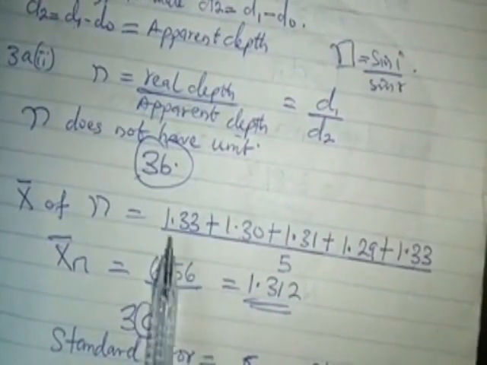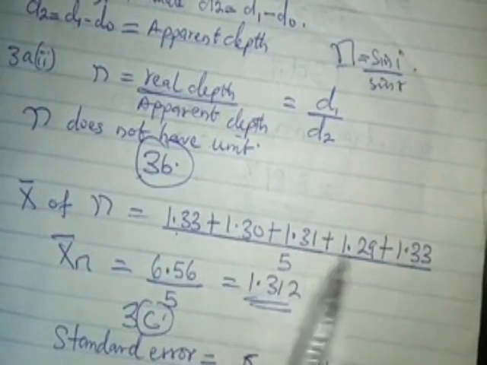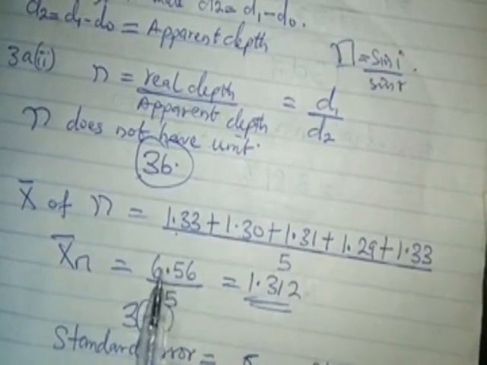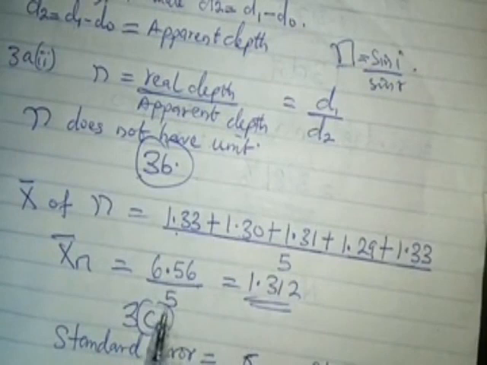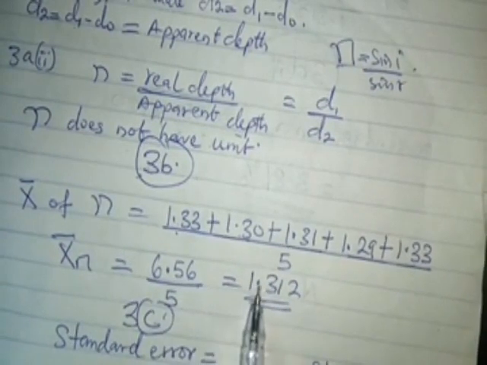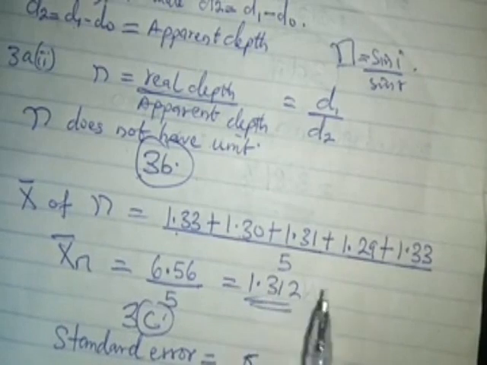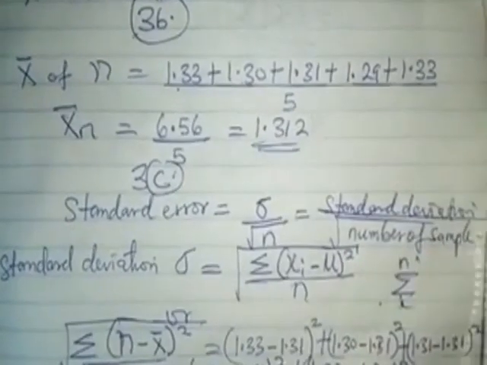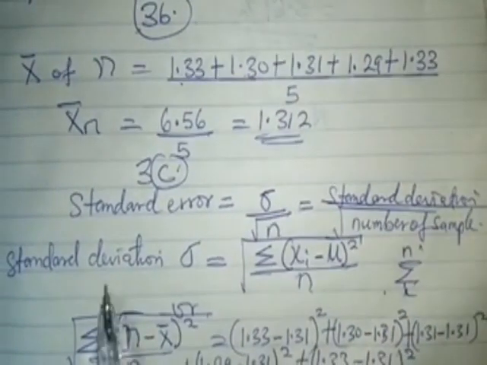I just added all of them, this plus this plus this plus this plus this, divided by 5. I have 6.5 from the summation, and I have 5, which is already given as the number of items, and the mean is 1.312. And the next question they say we should do is to find the standard error.